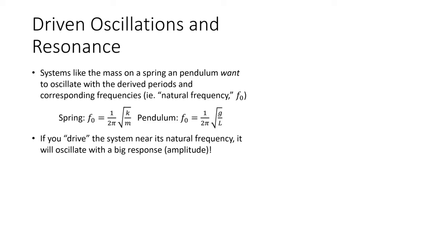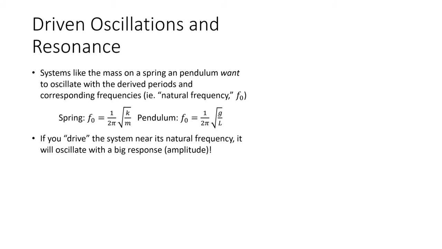All right, now we're finally on the last topic for chapter 13, which is driven oscillations and resonance. So it turns out that if you have an object like a mass on a spring, that period of oscillation that we calculate, that's like the preferred period of oscillation for the mass on a spring. So we refer to it as the natural period, or if we're talking about the frequency, which is 1 over the period, we would refer to it as the natural frequency, which we usually call f naught. Okay, you might also hear it called the resonance frequency.